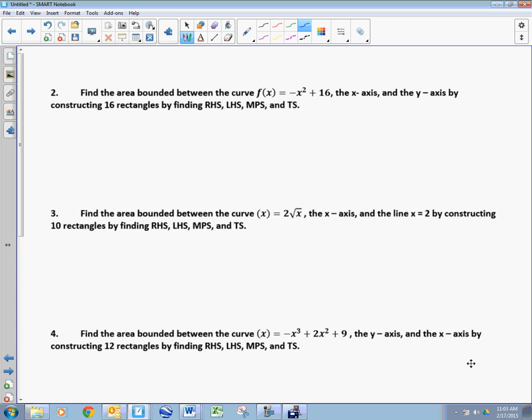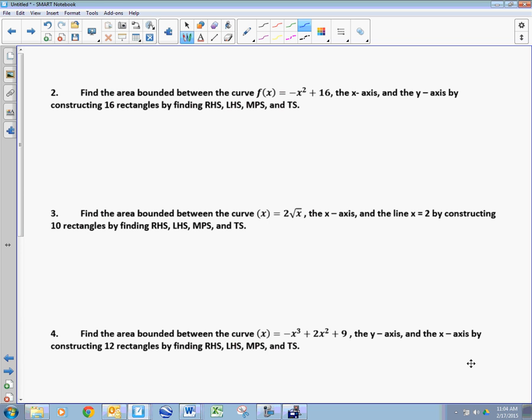Take all your worksheet from Friday, and we're going to look at the back side of this worksheet. On Friday, we learned how to do right-hand sum, left-hand sum, trapezoidal sum, midpoint sum. We learned how to do it all by hand. Today, we're going to use our calculator. And then I'm also going to teach you how to add up the area of an infinite number of rectangles. So we've got a lot to do and not a lot of time to do it in.